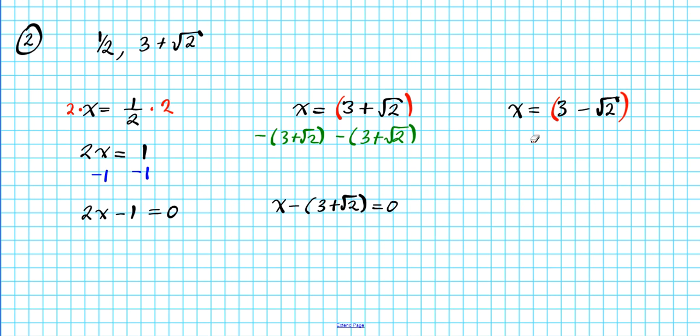If we take a look at this equation to the right, we'll apply the same procedure. Subtract 3 minus root 2. And that yields x minus 3 minus root 2. And that is equal to 0 also.